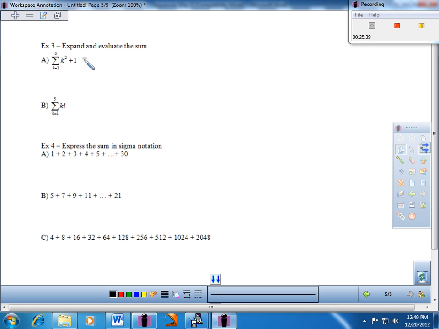Everyone just put a little equals off to the side. I'm going to do some work over here because I have the room over here. But basically, what we're going to do is put in inputs for k. K is our variable, and we're going to substitute numerical values in there. And our inputs would start at 1, then 2, then 3, then 4, then 5, then 6. And because 6 is our top number, that's where we stop.